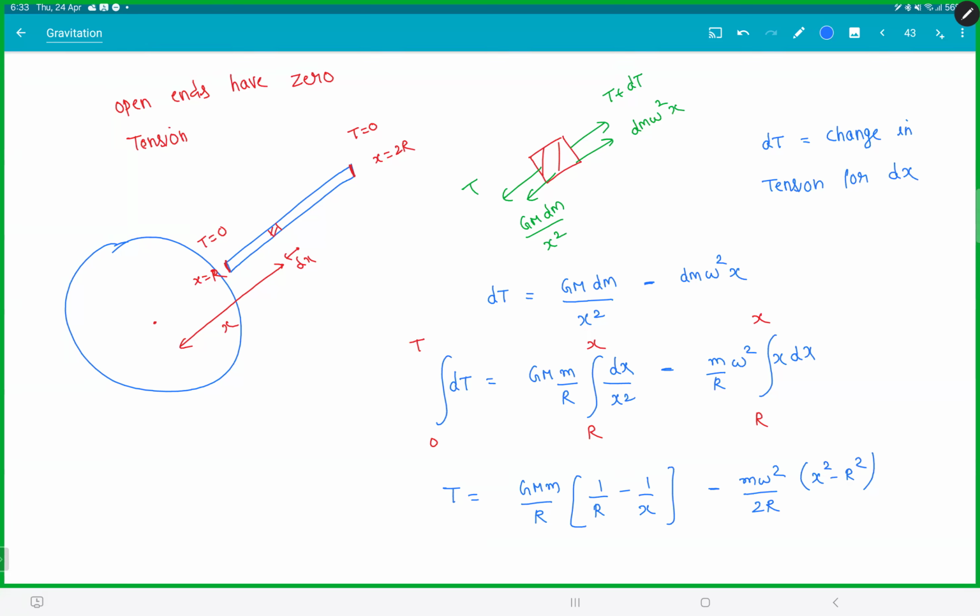Any doubts on this? It looks complex, but I think the moment you wrote this FBD, physics got over. How do you find the maximum tension? That's an interesting one. Actually, you need not do much. It's already done.